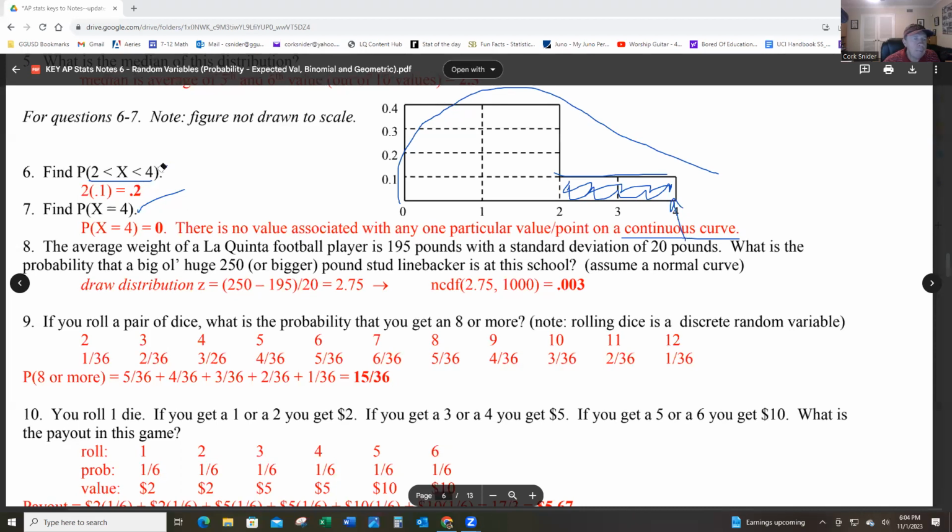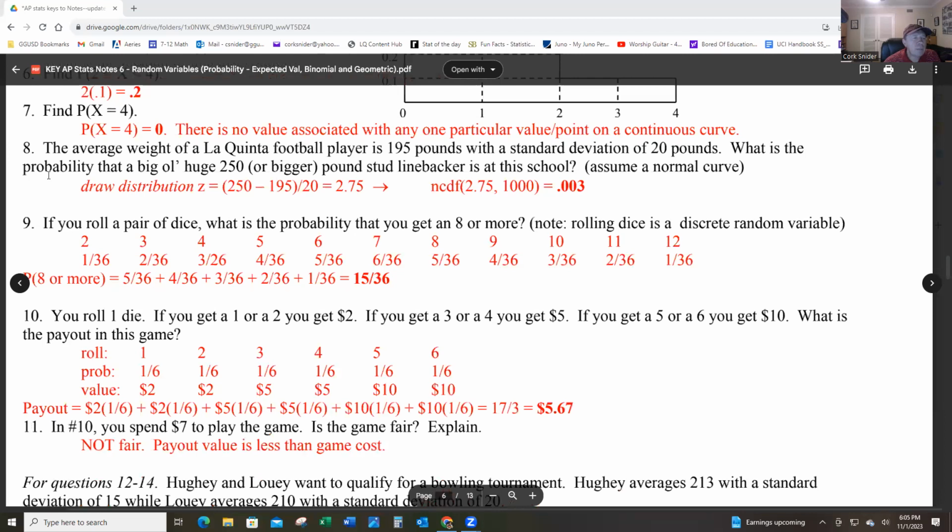Then the next thing we're going to do is number 8. The average height or weight of a La Quinta football player is 195 with a standard deviation of 20.